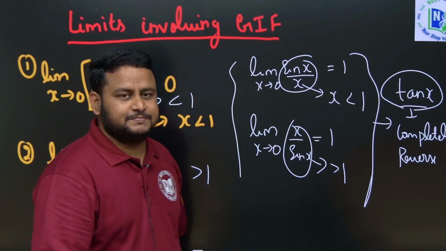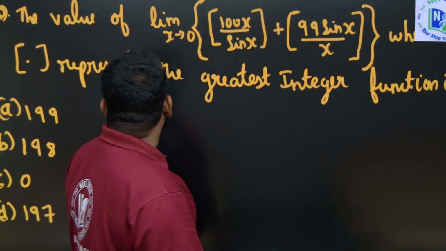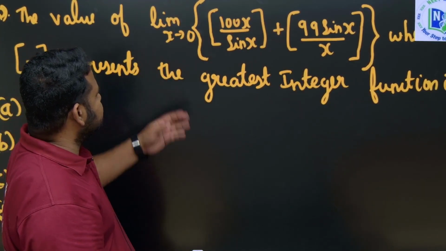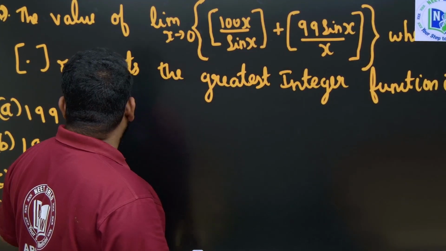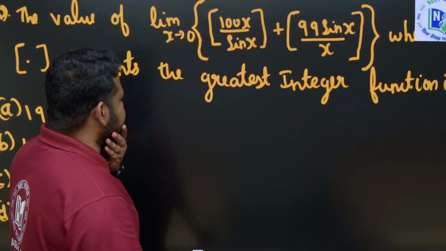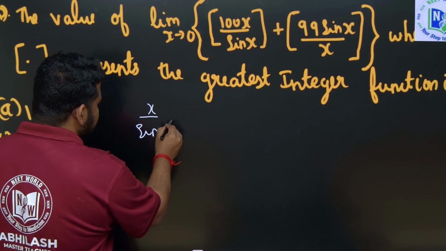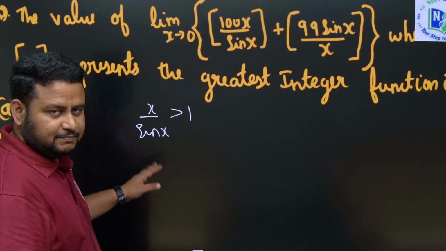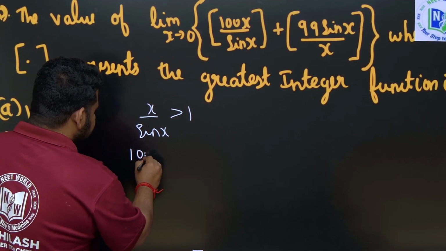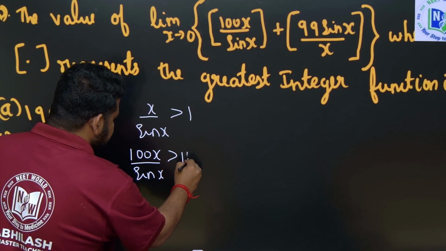So let us see some questions based on GIF, that is greatest integer functions. See here, friends, the value of limit x tends to 0 of the greatest integer of 100x by sin x plus the greatest integer of 99 sin x by x. First of all, we know that x by sin x is greater than 1. If I multiply by 100, then 100x by sin x is greater than 100.